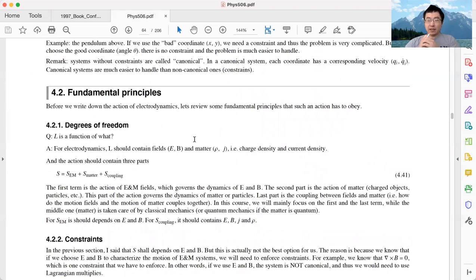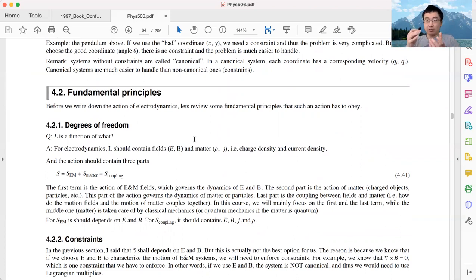For the E&M field, let's first look at some fundamental principles. What we will do here is first try to write down the action for the E&M field, as well as how it couples to matter.